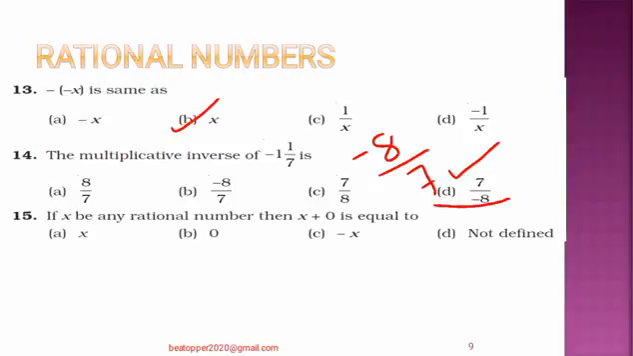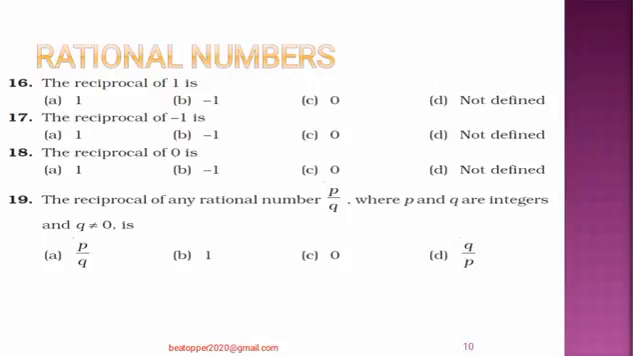Next question, if x be any rational number, then x plus 0 is equal to x itself. This is additive identity. 0 is the additive identity. The reciprocal of 1 is nothing but 1 itself. 1 by 1 is equal to 1 itself. The reciprocal of minus 1, 1 by minus 1, is nothing but minus 1. The reciprocal of 0 means something like 1 by 0. It is undefined. So not defined is the answer.